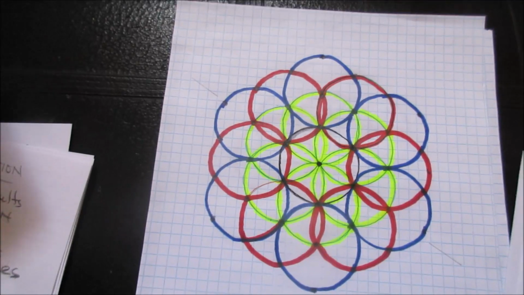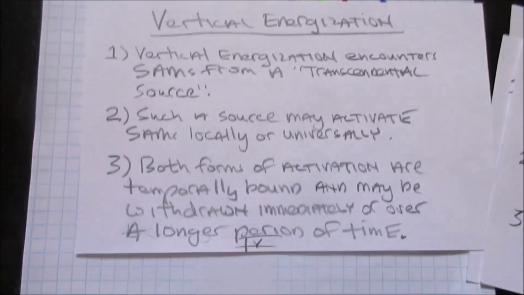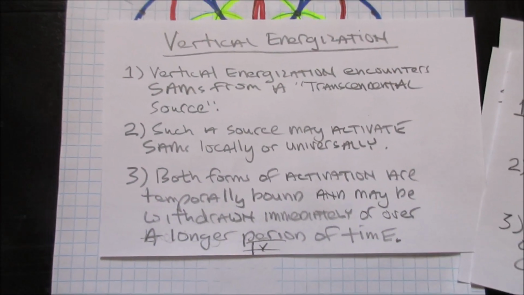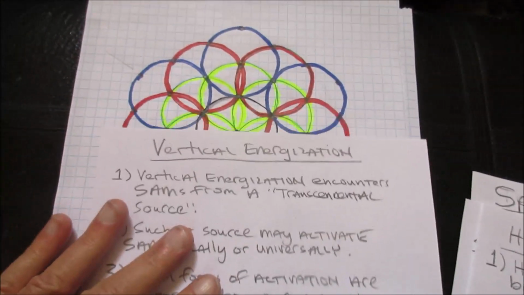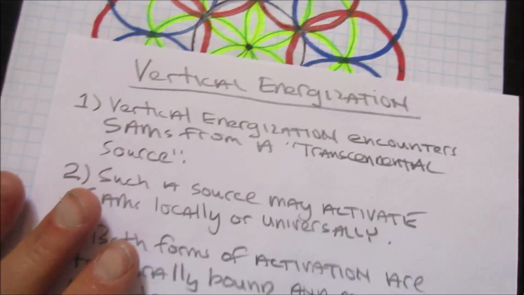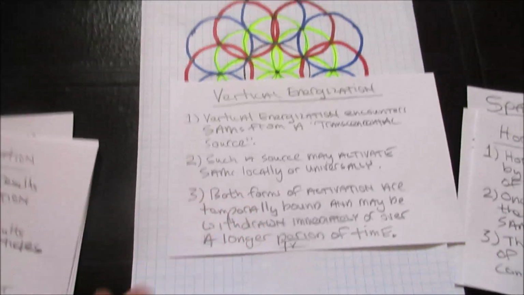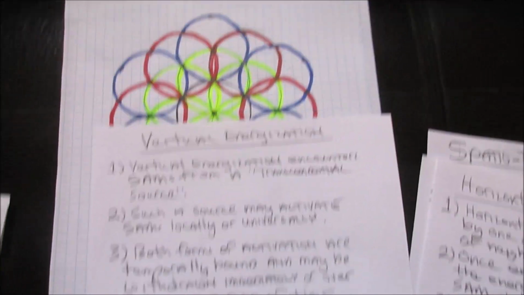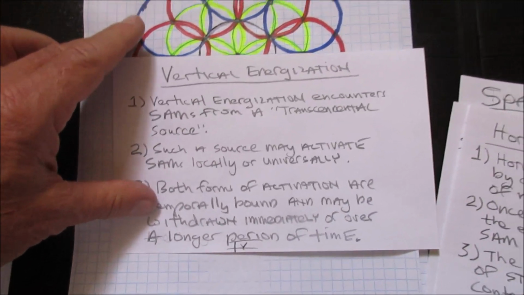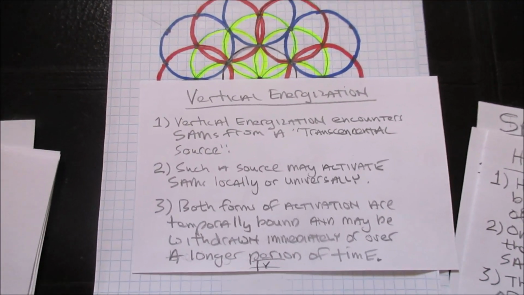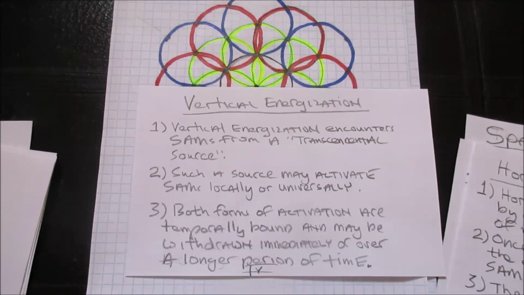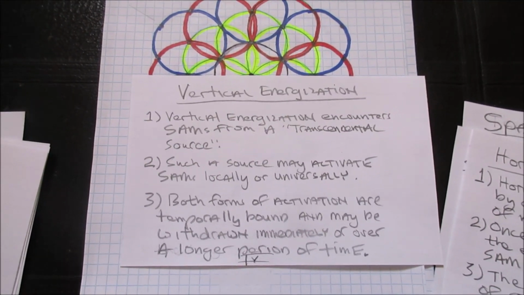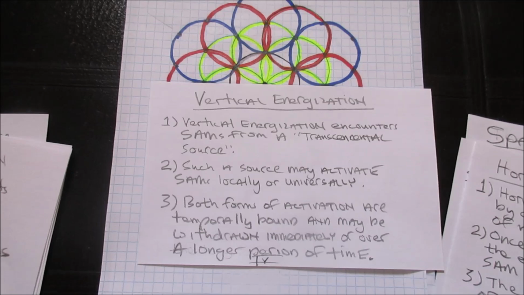Next discussion is vertical energization. All right, vertical energization is a mysterious thing. We're going to consider that to be a transcendental. In other words, we can't know anything about vertical energization. Basically, it comes from a dimension beyond the three or four dimensions of space and time. That dimensionality may or may not exist.